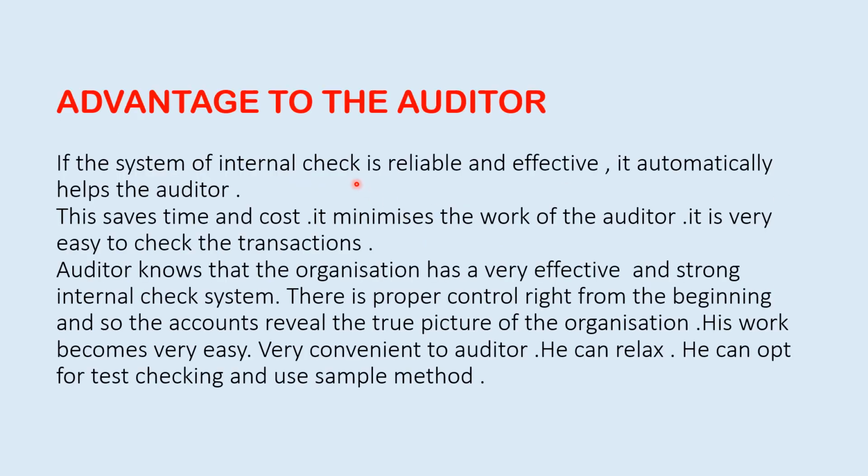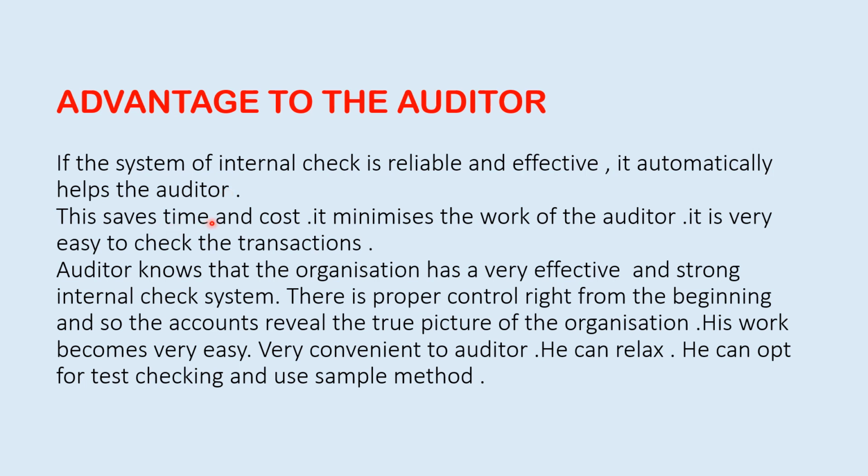Now there is another advantage, to the auditor. If internal check is taking place in an organization and when the external auditor comes to audit it, he knows at the back of his heart that there will be no mistakes. There are very few chances of mistakes because internal check is happening. X is checking the work of Y and Y is checking the work of Z, right? If the system of internal check is reliable and effective, it automatically is very advantageous to the auditor.